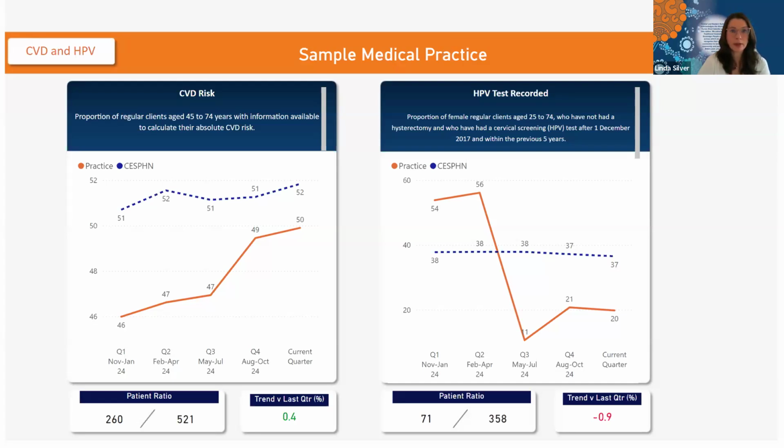Okay, let's look at cervical screening. Here on the right, we are looking at the number of regular female patients aged 25 to 74 who have had their HPV test result recorded in the last 5 years. In the case of my practice, I'm at 20% here. So it's safe to assume that some of these patients had the test done elsewhere.